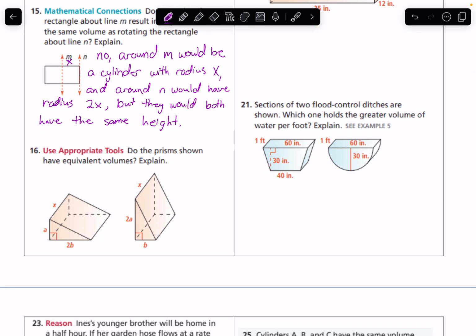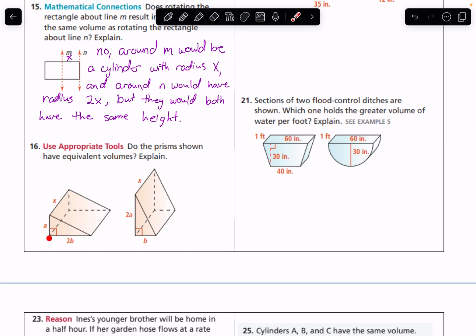Number 16, do the prisms shown have equivalent volumes, and explain? Well, if we take this first prism and we take 1/2 the base times height of the base, we're finding the area of the base first. So that's 1/2 times A times 2B times the height of the shape, or the depth of the shape, going away from the base, times x. Then altogether, that would be A times B times x.